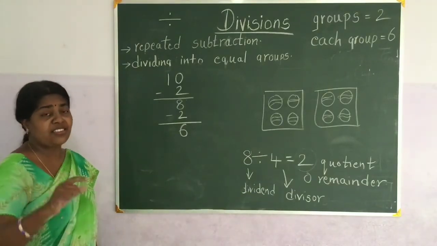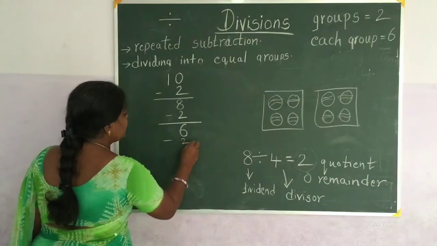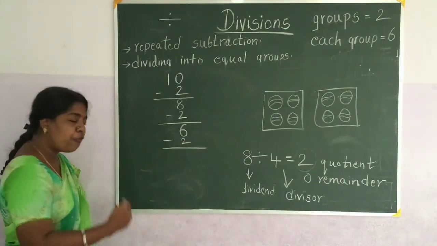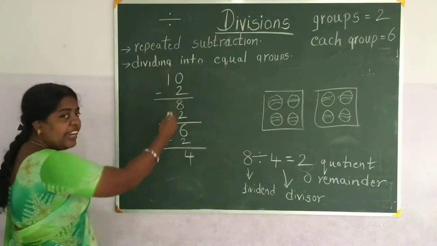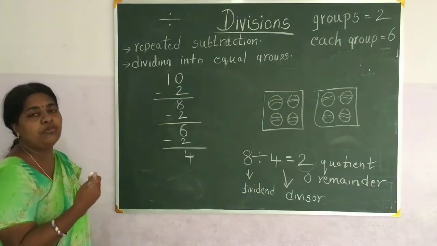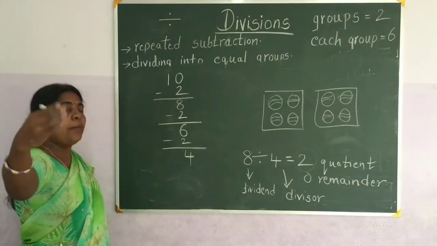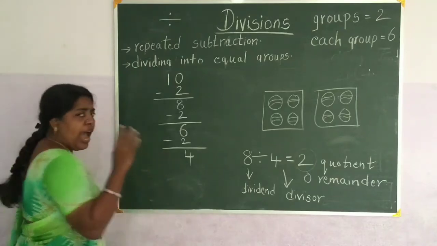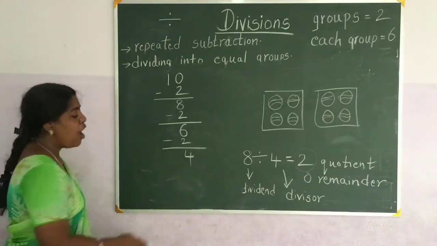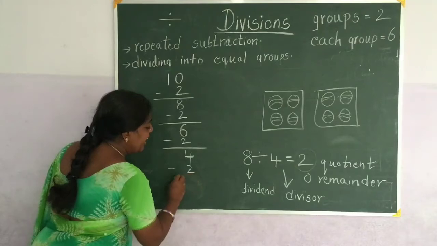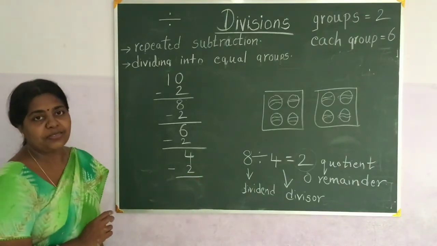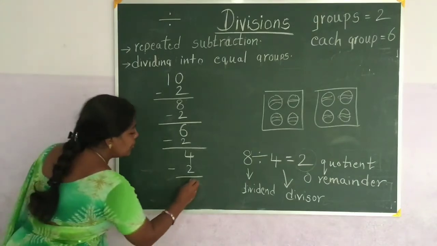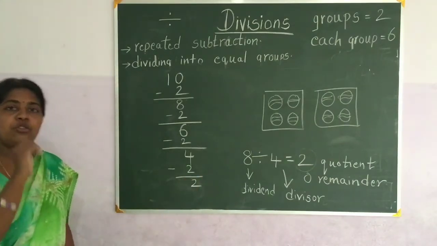Out of these 6, I gave 2 chocolates to my father. Now how many chocolates are left with me? 4. See here I am repeatedly subtracting 2. 2 chocolates only I am giving to my mother, father, like that. So I am repeatedly subtracting 2. Now I have 4 chocolates with me. Out of these 4, I gave 2 chocolates to my sister. So how many chocolates are left with me now? 2. Now I have only 2 chocolates.